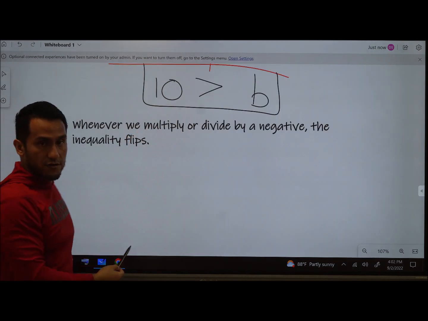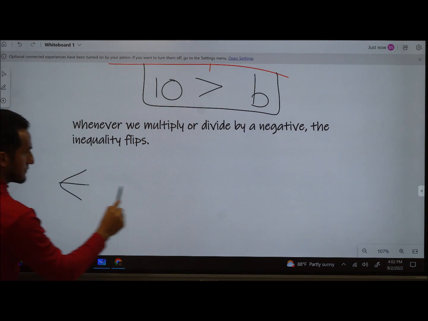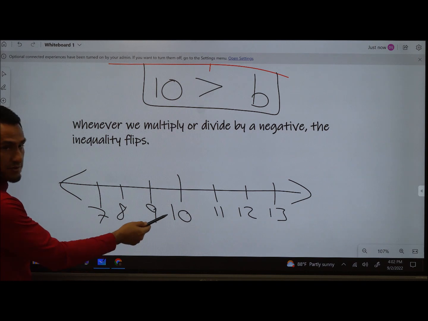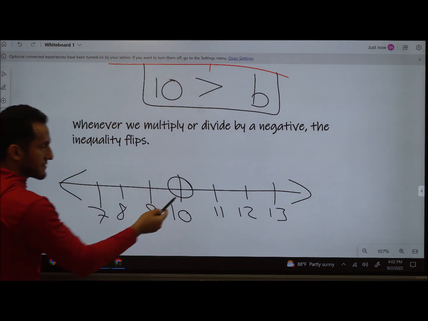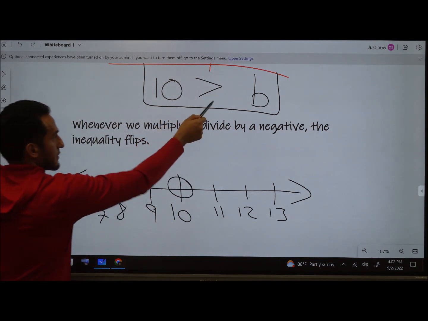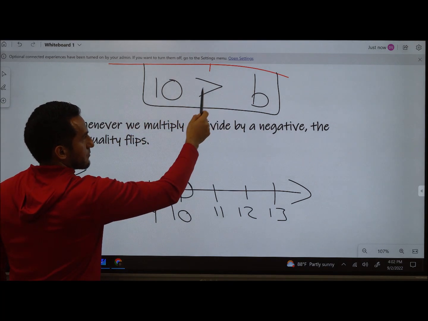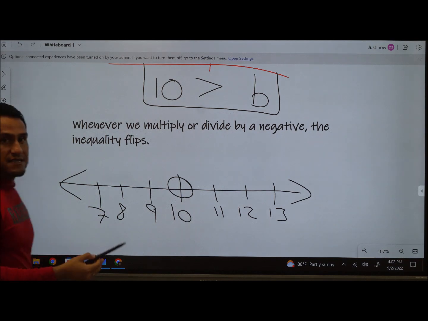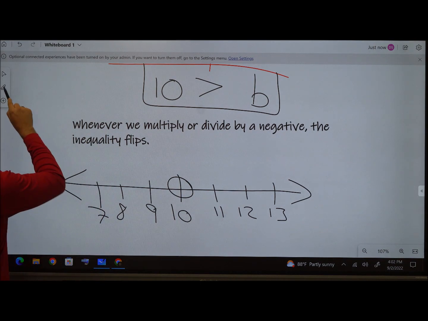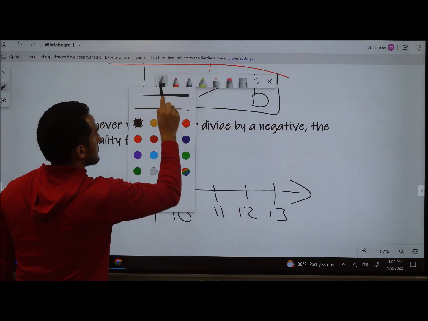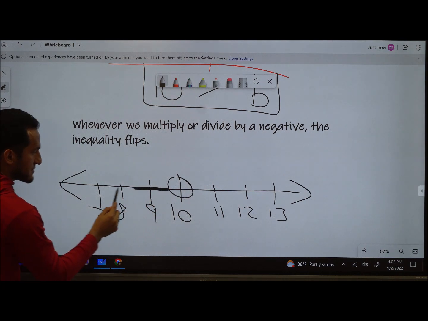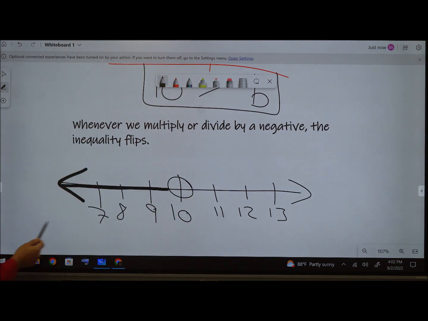So now that we know that 10 is greater than B, we can go ahead and draw a number line. Since our answer was 10, we put that one in the middle. We're going to circle it. It's going to remain open because it is not equal to. And since 10 is the greater number than B, that means that B has to be less than 10. So in our notes, we're going to select the left side because this is the less than sign, okay?